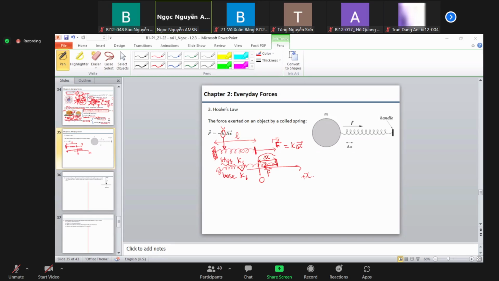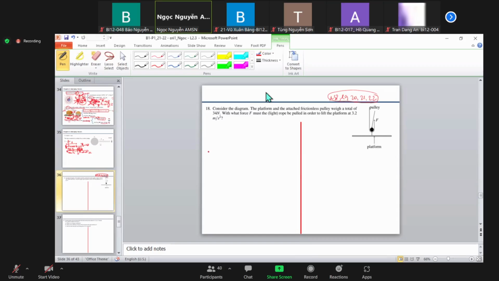Today we just focus on gravitational force and friction force. So here are the first problems. Today we focus on problems 18, 19, 20, 21, and 22. I hope I can guide you through all of these problems. Now I will give you maybe 1 or 2 minutes to read, and then one of you will help me to solve these problems.